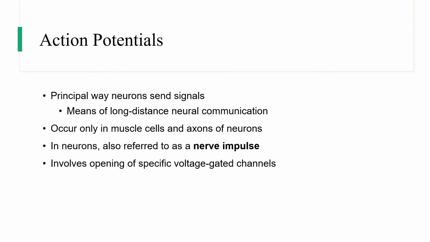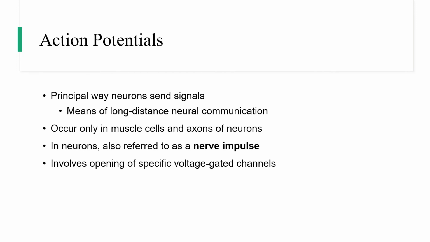Now, we only will have action potentials take place inside muscle cells and the axons of neurons. Okay, so you will not see these in a liver cell or other types. They're going to be only in muscle cells and axons of neurons, which is why we have to talk about action potentials and give you this brief background about the nervous system, because muscle cells are one of the only types other than neurons that actually participate in action potentials. When a neuron sends an action potential, it can be called a nerve impulse, okay?